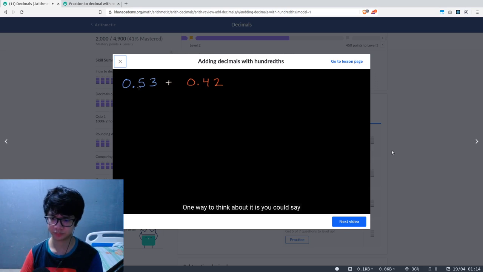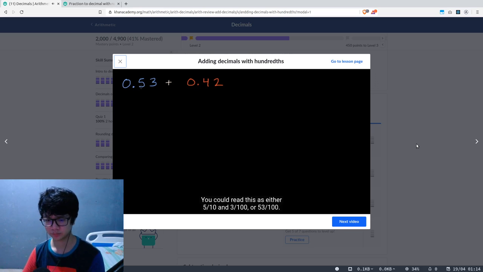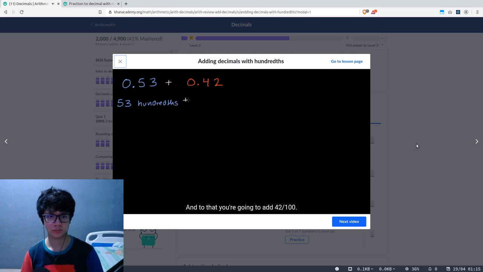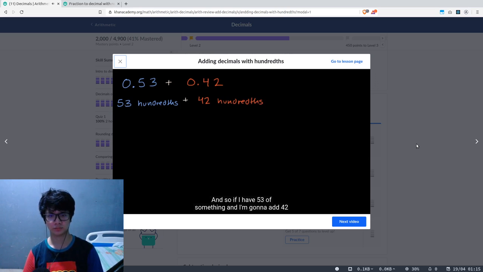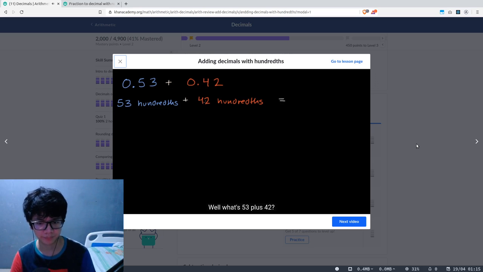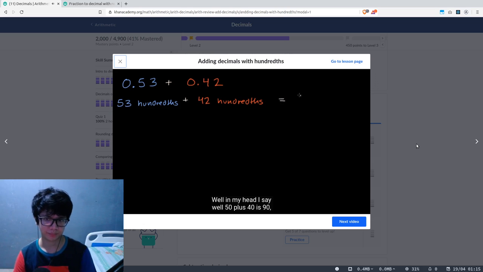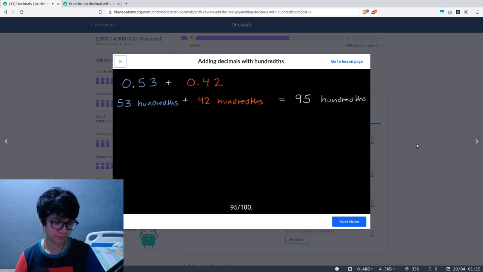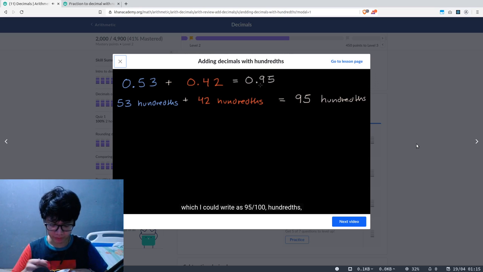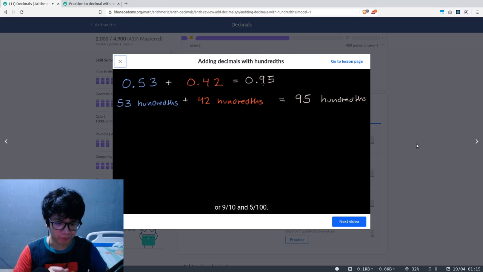So one way to think about it is you could say that this is 53 hundredths. You could read this as either 5 tenths and 3 hundredths, or 53 hundredths. And to that, you're going to add 42 hundredths. So if I have 53 of something and I'm going to add 42 of that same something to it, what am I going to get? Well, what's 53 plus 42? In my head, I say, well, 50 plus 40 is 90, and 3 plus 2 is 5. So it's going to be 95 hundredths. And if I wanted to write that as a pure number, I would write that as 0.95, which I could read as 95 hundredths, or 9 tenths and 5 hundredths.